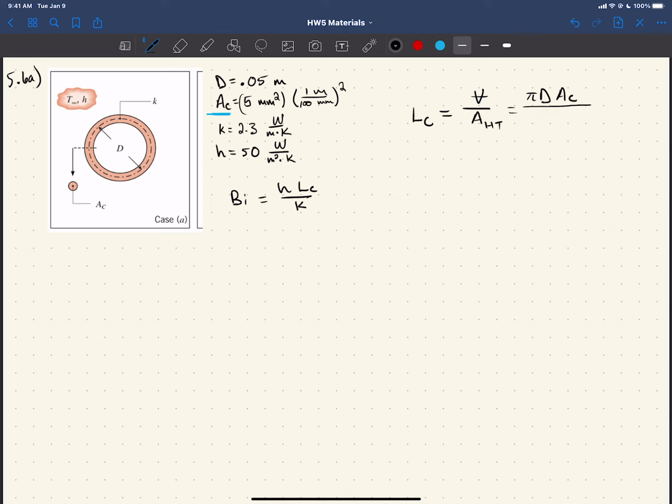However, since it's a circular cross section, we can take A sub c, and we know that the cross-sectional area is pi r squared. So I'm going to write it like pi times little d over 2, squared. You can have pi over 4 d squared, or you can just have pi r squared and solve for r, and do what you want with that. But you have this, and then we can actually solve this for the little d. So it's the square root of A sub c over 4 pi.